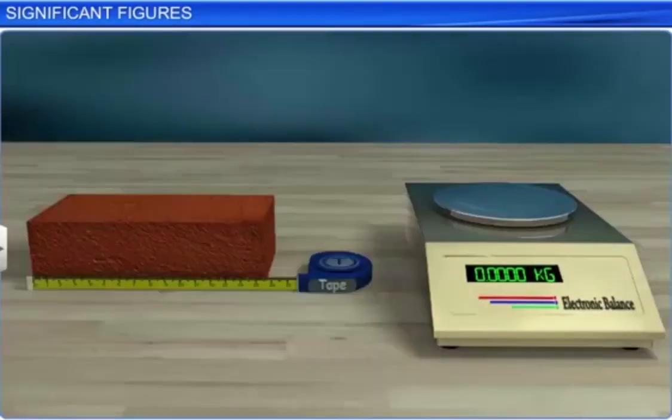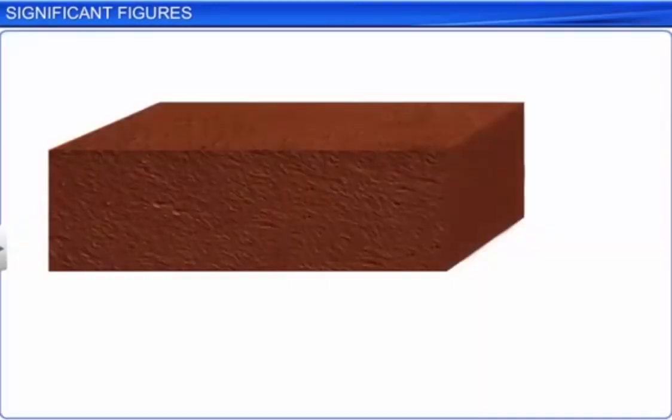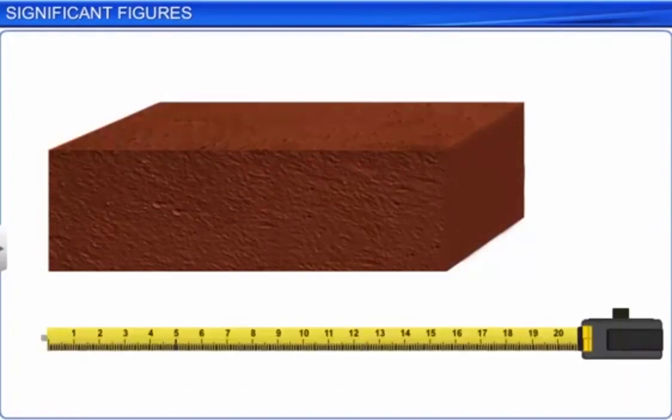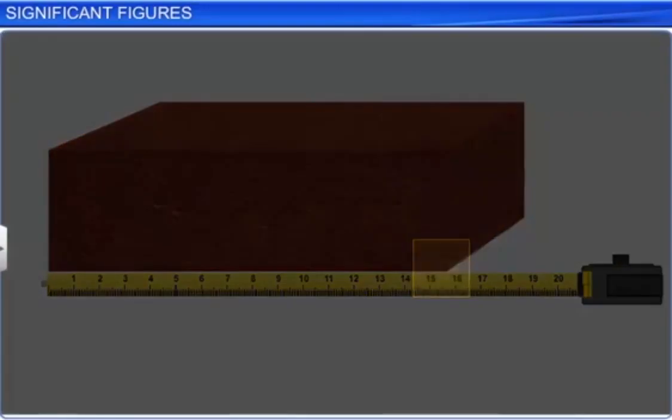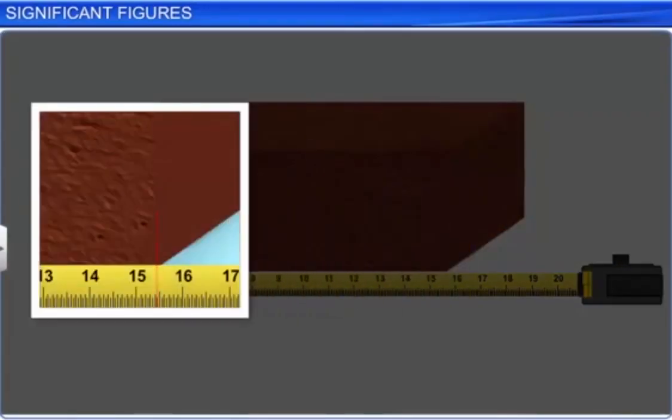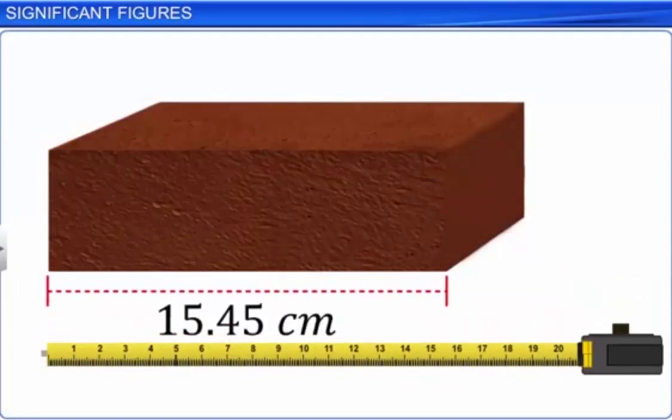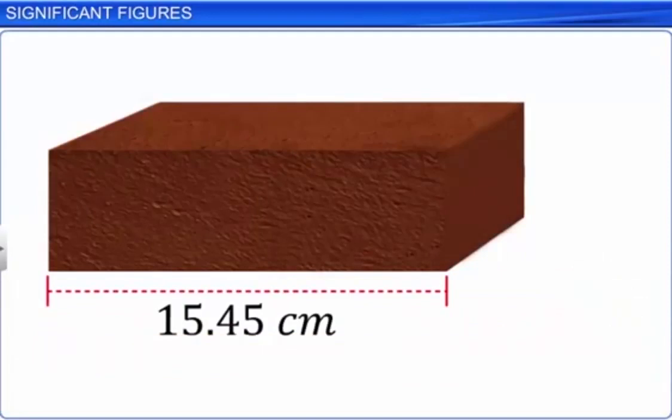Whenever we measure the length or weight of an object, we note the measurement in the form of numbers. Here's a brick. Let's measure its length. Observe that the length is between 15.4 centimeters and 15.5 centimeters. Since we are not sure, we can say that the length is approximately 15.45 centimeters.